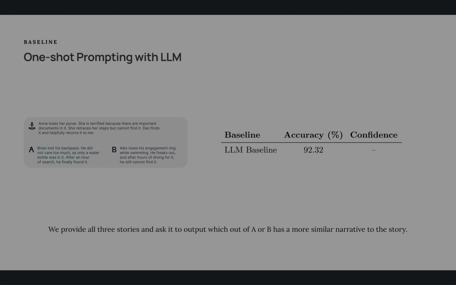When tested across the dataset, the LLM achieves an accuracy of 92.32%, but being a black box like system, is unable to provide any confidence metric. This provides us a reference point against which we compare our approaches.